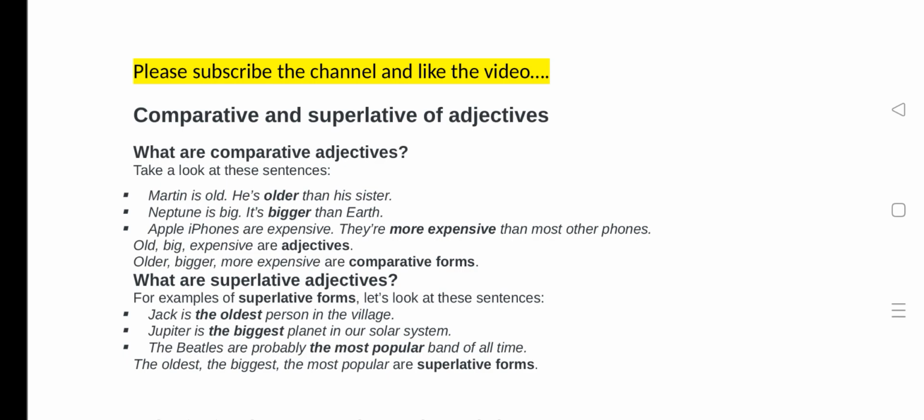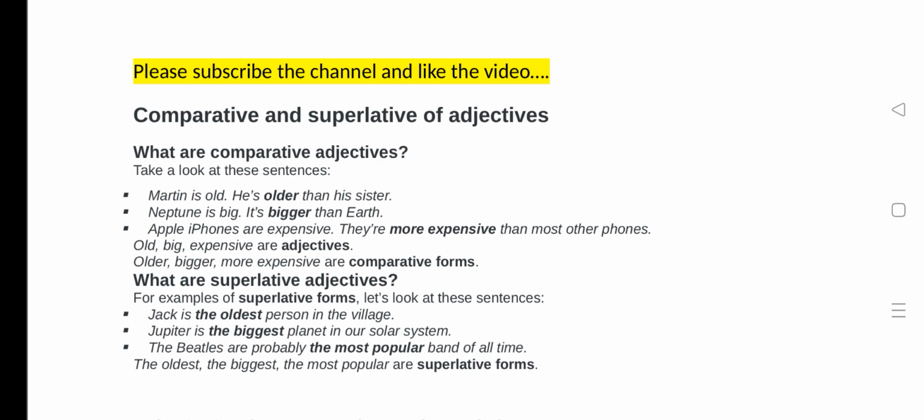So, let's start the topic. What are comparative adjectives? Comparative comes from compare. So, for the comparison, we use comparative adjectives. Take a look at these sentences. First one: Martin is old. What does it mean? He is older than his sister. For comparison, we use older.